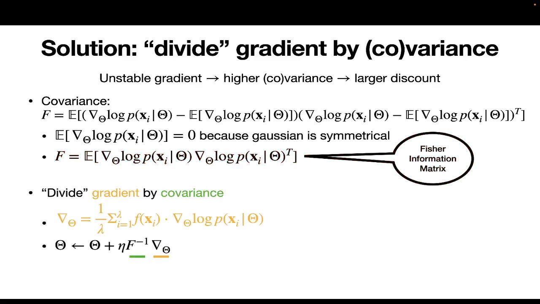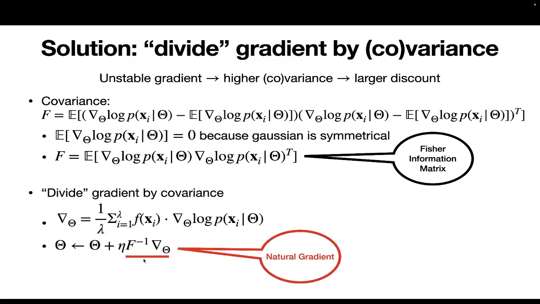And then given this Fisher information matrix as a measure of covariance of gradients, and by extension the instability of gradients, we are going to pre-multiply the original gradient by the inverse of this Fisher information matrix. And this discounted gradient, after pre-multiplying with Fisher, is known as the natural gradient. And this is more stable than the original non-discounted version because, again, it is going to receive a large discount when the gradients are unstable.